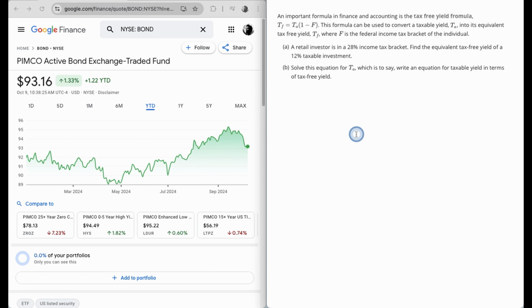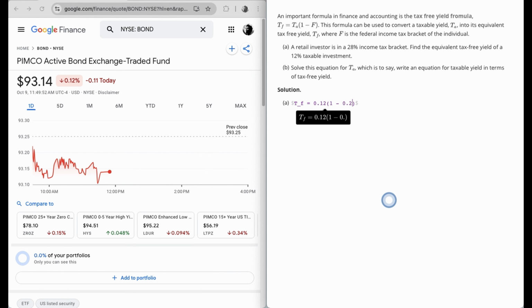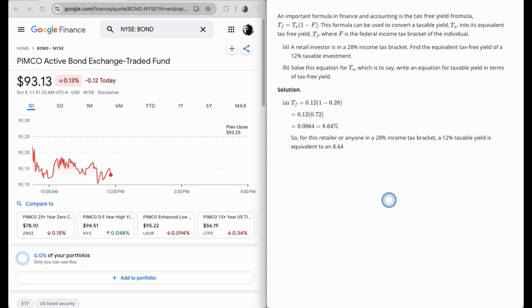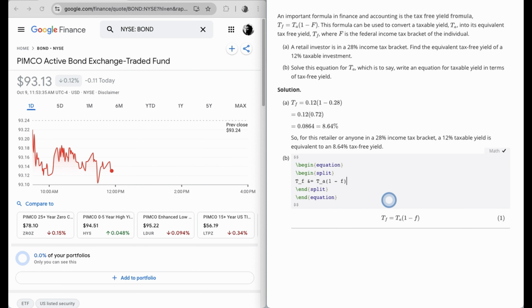And so this ends up being just a basic linear equations problem. And all we need to do for portion A is substitute the relevant values. So for this particular retailer, or anyone in a 28% income tax bracket, a 12% taxable yield is equivalent to an 8.64% tax-free yield. So let's work out portion B, and we'll set up an equation environment.